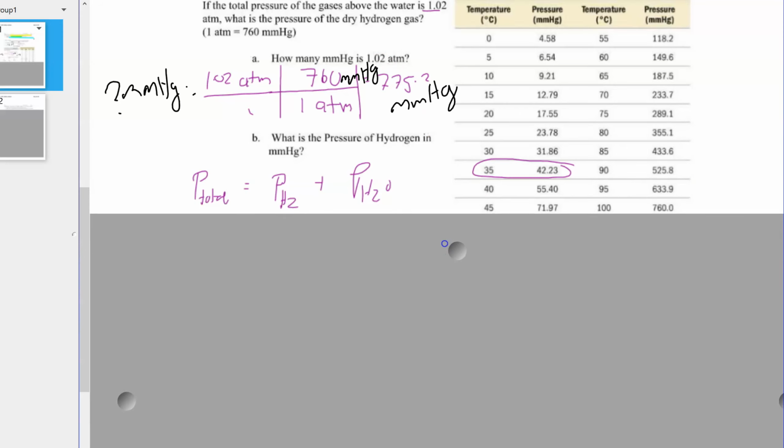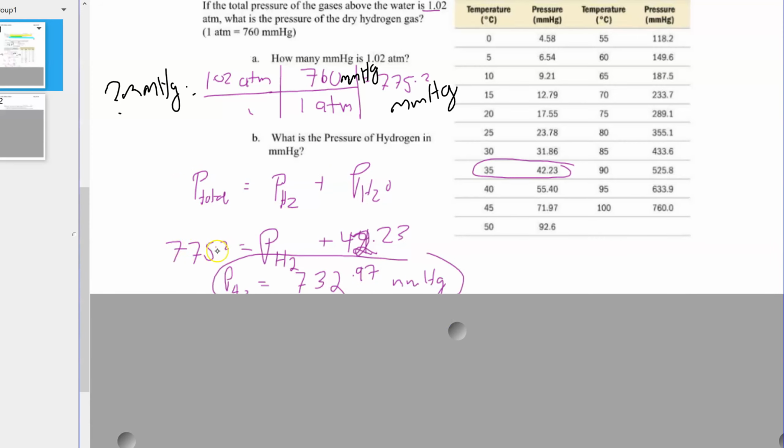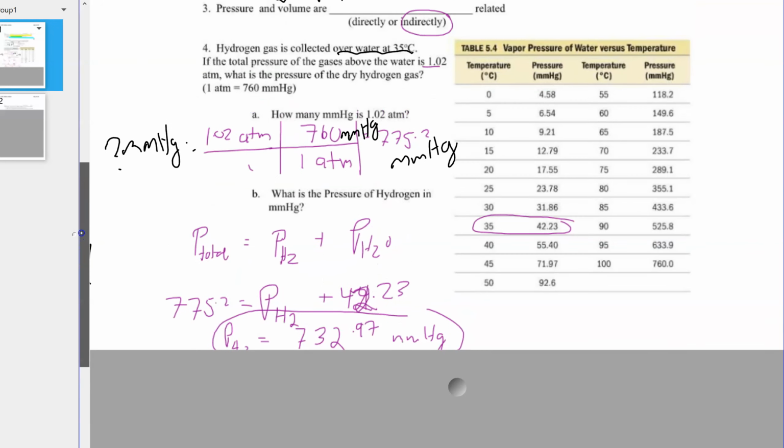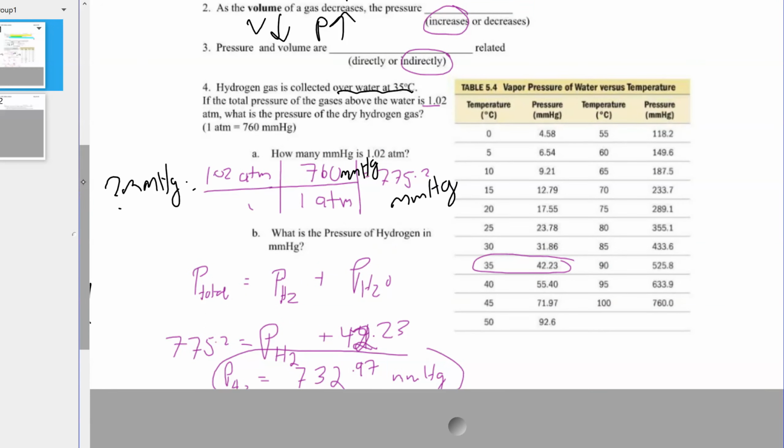So what is the pressure of hydrogen in millimeters of mercury? So we know that the total pressure of the system is the combined pressures of each of the constituent gases. So the hydrogen and the water vapor are 2 parts. So the total pressure is that 775.2 millimeters of mercury. And we are solving for partial pressure of hydrogen. And what's our partial pressure of water vapor? Well, in the... Pickles is very upset about this.